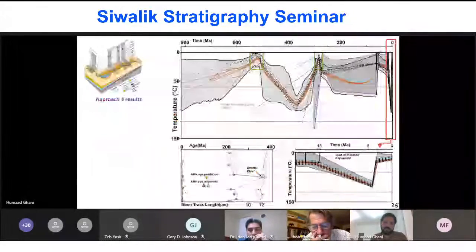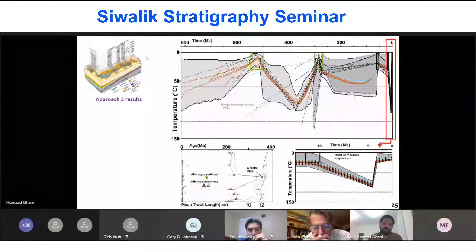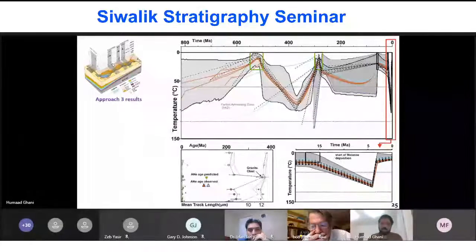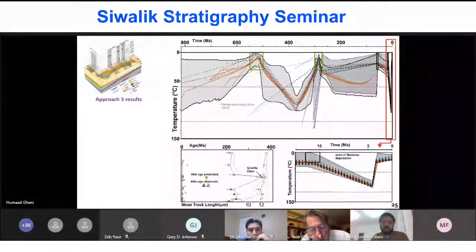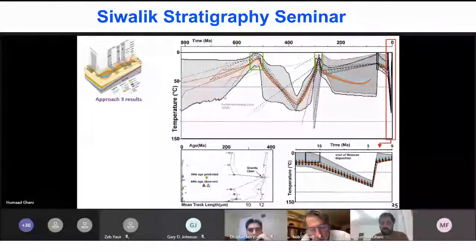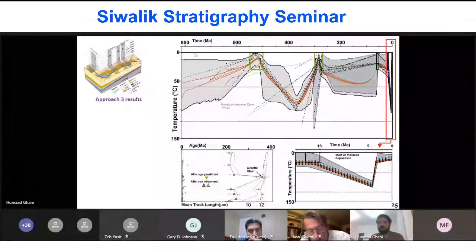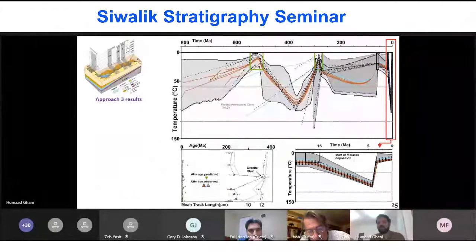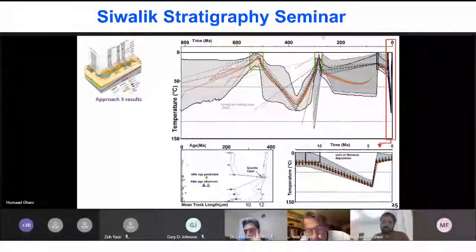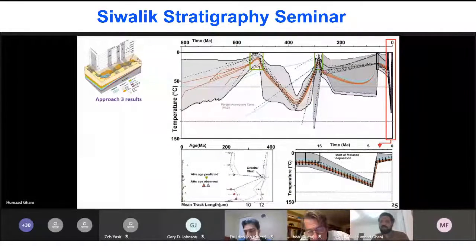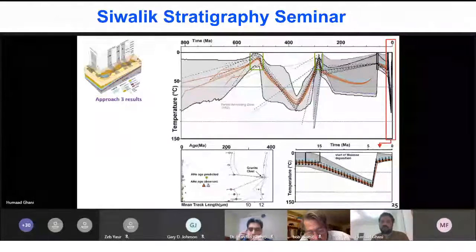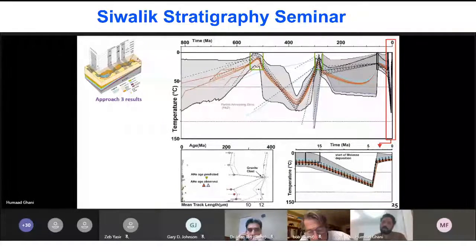So what I have here is the modeling result of the combined thermal modeling of all these samples. What you see here is the temperature, and here is the time. So what we do is that we put the samples into the thermal model, and we see the range of possibilities over the period of time, how the samples have gone through in terms of temperature. These boxes here are the depositional constraints. For example, what you see here, these lines, they are representing the Cambrian samples.